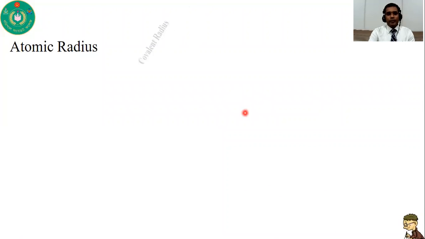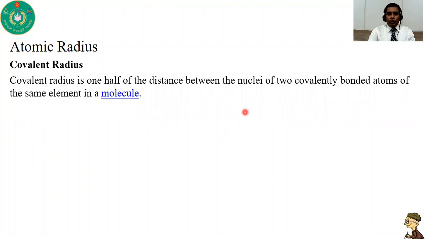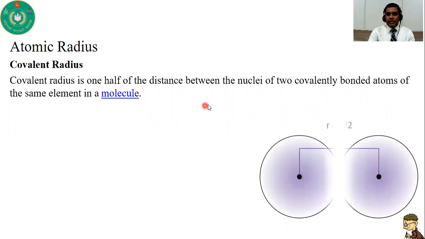First one is covalent radius. Covalent radius is 1/2 of the distance between the nuclei of two covalently bonded atoms of the same element in a molecule. You can see the figure. You can see one atom and here is another atom. These two atoms are covalently bonded with each other.